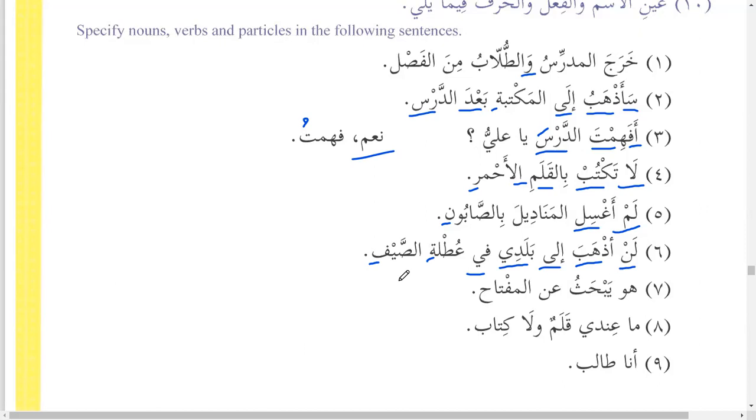I will not go to my country. You need to write it down. Lam equals I did not, and lan means I will not, in the future. Yes, I will not go to my country in the summer vacation, because of corona.